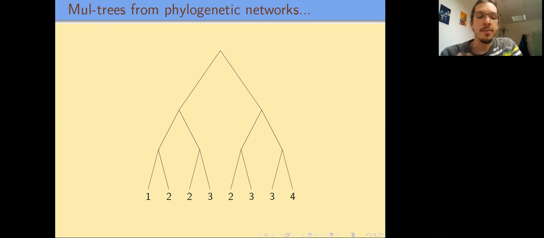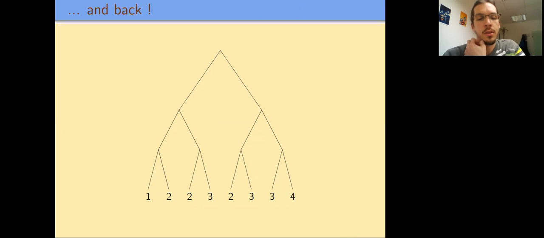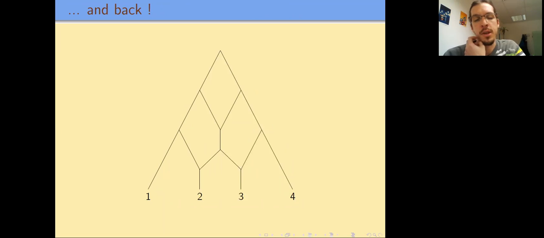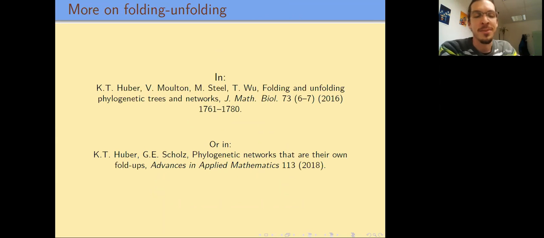And the good thing is you can do it backwards. So by just identifying isomorphic subtrees, you can reconstruct the phylogenetic network. So it's important to note that you don't always get the network you started from, but that's not my topic for today. So if you want to know more about this, you can have a look at one of these two papers.